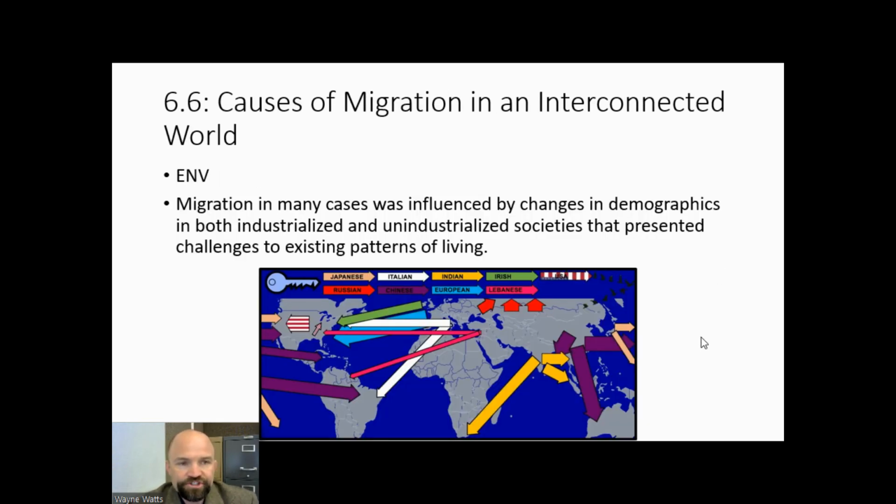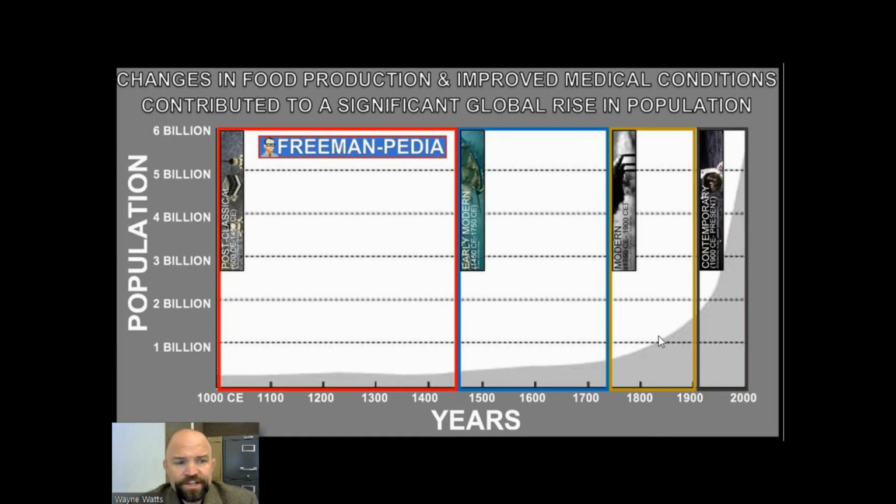Migration also is a major issue in this time period in an interconnected world. Migration in many cases was influenced by changes in demographics in both industrialized and unindustrialized societies that presented challenges to existing patterns of living. So, demographics, again, is populations of human beings, study of populations. One thing to note is the population massively increases in this time period, partly because of access to American food products and codfish and stuff like that, and partially because of new techniques of crop rotation.